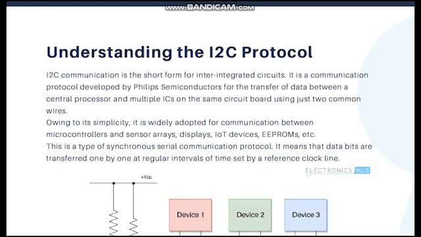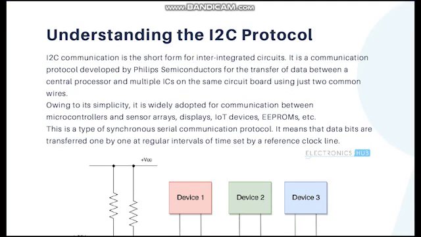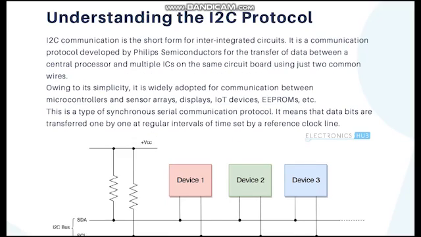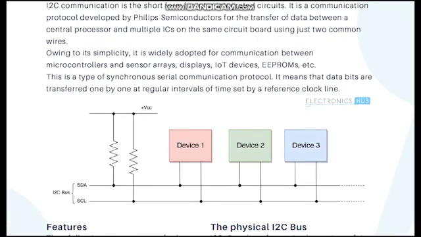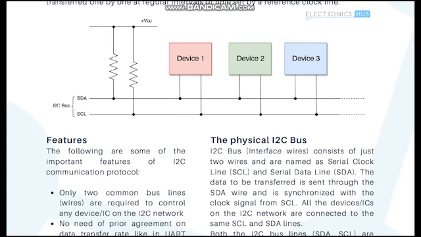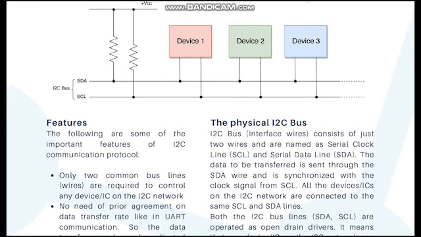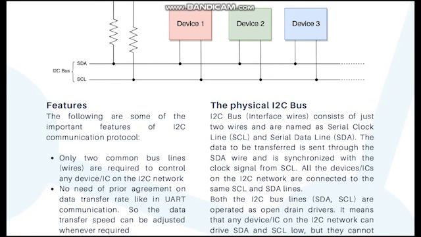It is the communication protocol for the transfer of data between a central processor and multiple integrated circuits on the same circuit board using just two common wires. Data bits are transferred one by one at regular intervals of time set by a reference clock line. Only two common bus lines are required to control any device on the I2C network. The data transfer speed can be adjusted whenever required. New devices can simply be connected to the two common I2C bus lines.